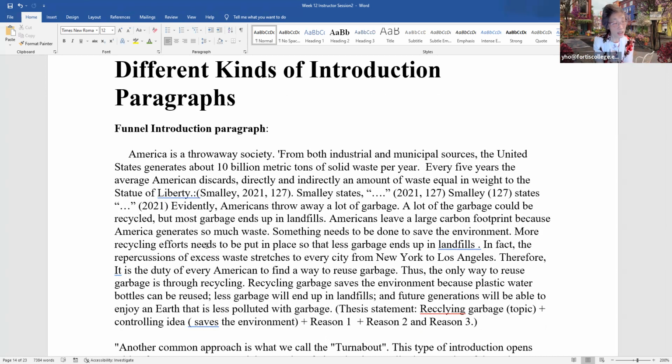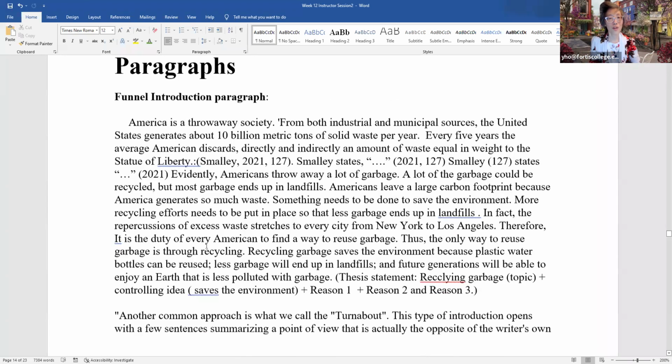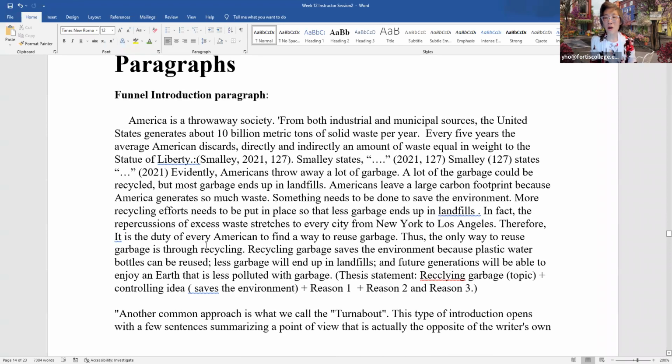That's the introduction paragraph that I've been teaching you guys for the past 12 weeks. And so you guys should really know your funnel introduction paragraph like the back of your hand. So I don't really need to go over it that much. What are the different parts of a funnel introduction paragraph?